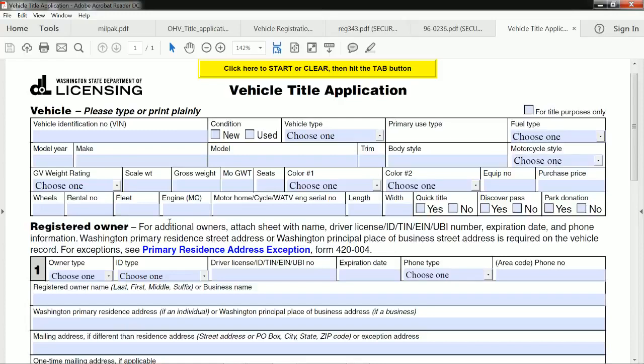Now, register owner. For additional owners, attach a sheet with name, driver's license, ID, TIN, tax identification number, EIN, employer identification number, or UBI number. The UBI number is what you get once you register your entity as a foreign not-for-profit corporation with the Secretary of State. Then you'd be assigned a UBI number, which would suffice as well. Expiration date and phone information. Washington primary address or Washington principal place of business, etc., etc.